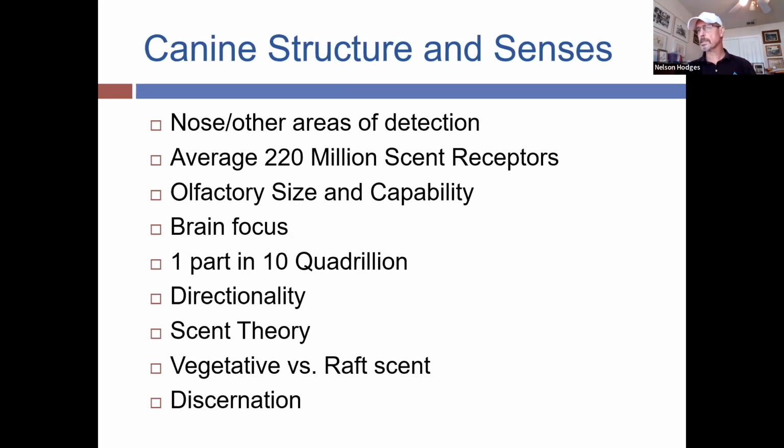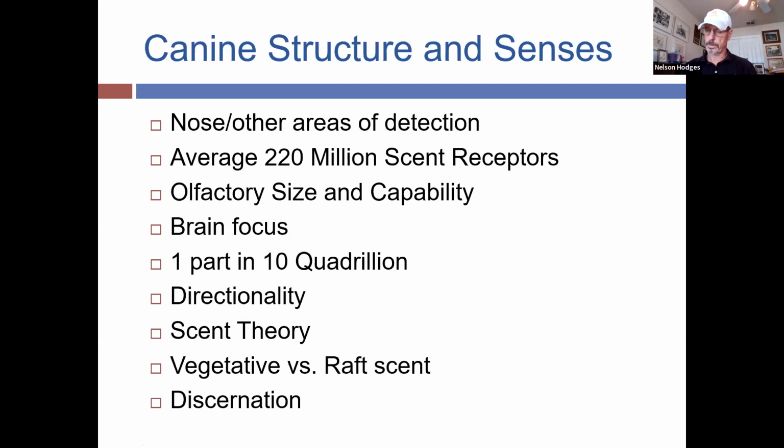So when they go seek something out, all they're doing is trying to identify what it is, where, and get more information. Okay. So 1 particle out of 10 quadrillion. That's all they need. When I was working with detection dogs, search and rescue, all they needed was that 1 particle, and we're off.